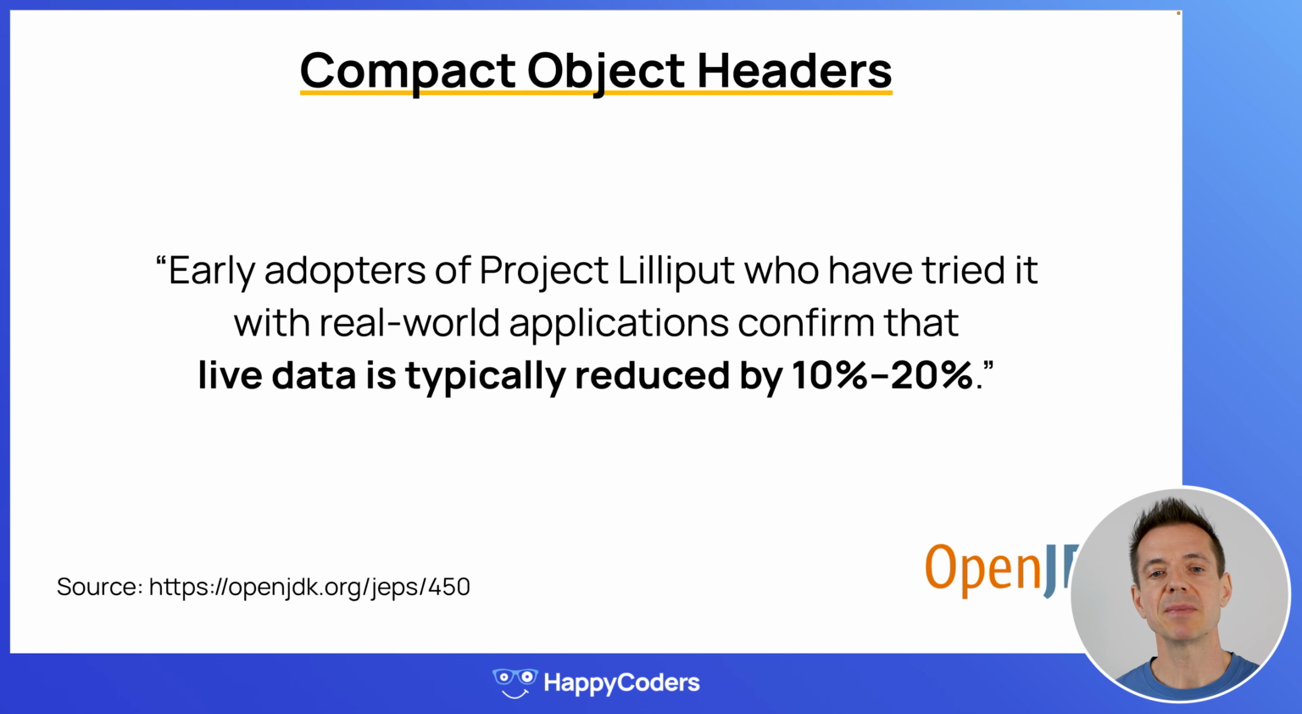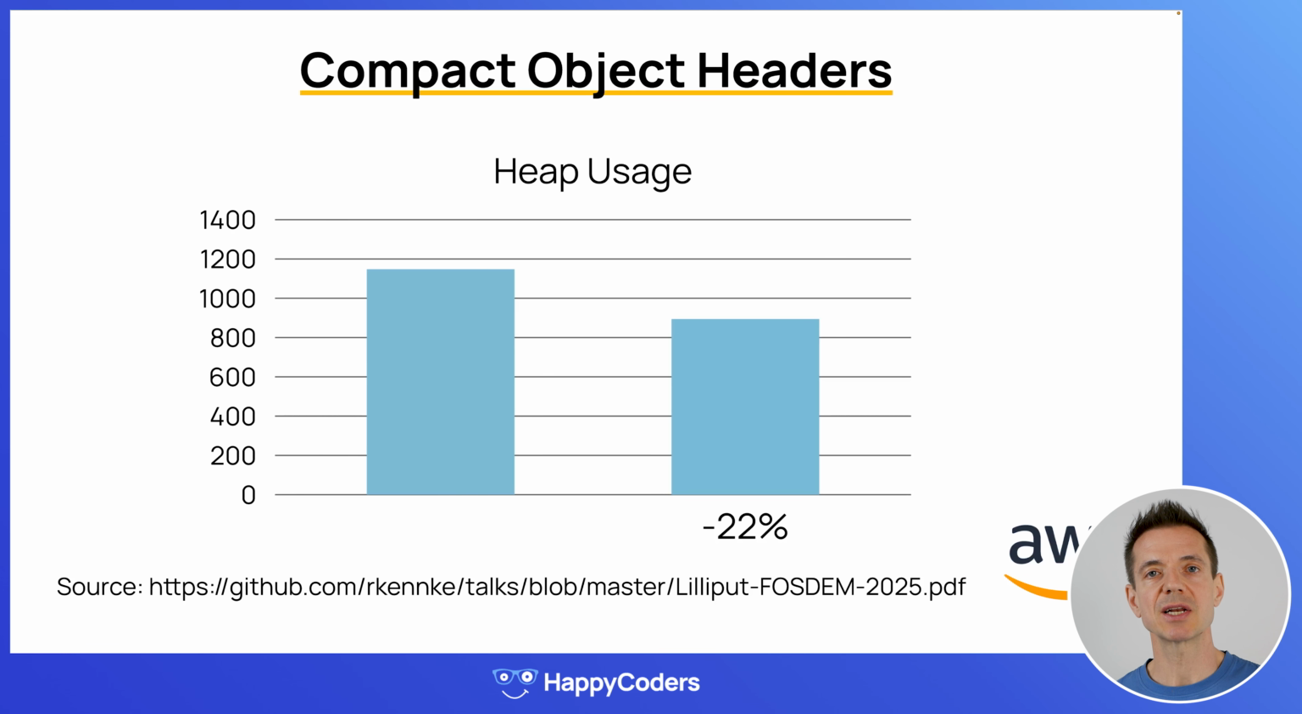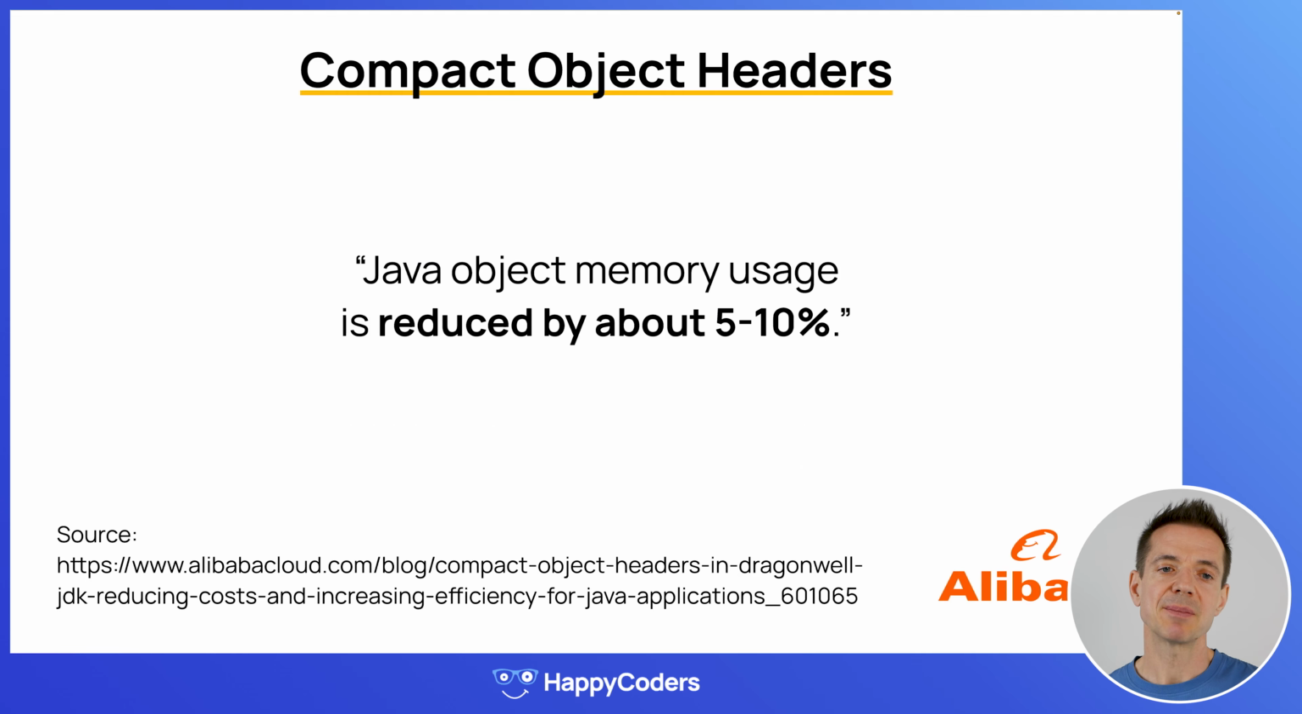The JEP itself mentions a reduction in heap usage of 10 to 20%. Amazon even reports 22%. Alibaba cites values between 5 and 10%. But besides saving memory, there's also a performance gain. Because when objects are smaller overall, more of them fit into the CPU cache, and memory accesses are less likely to cause cache misses, allowing the CPU to work more efficiently.